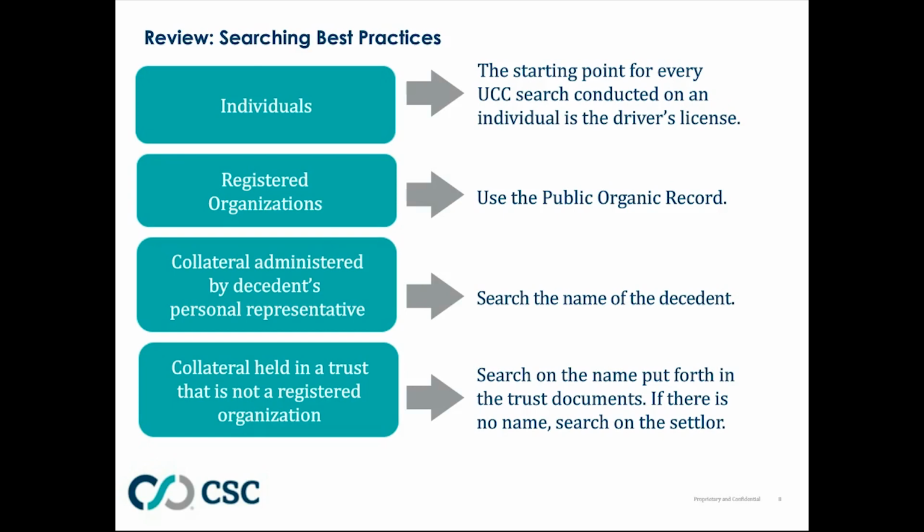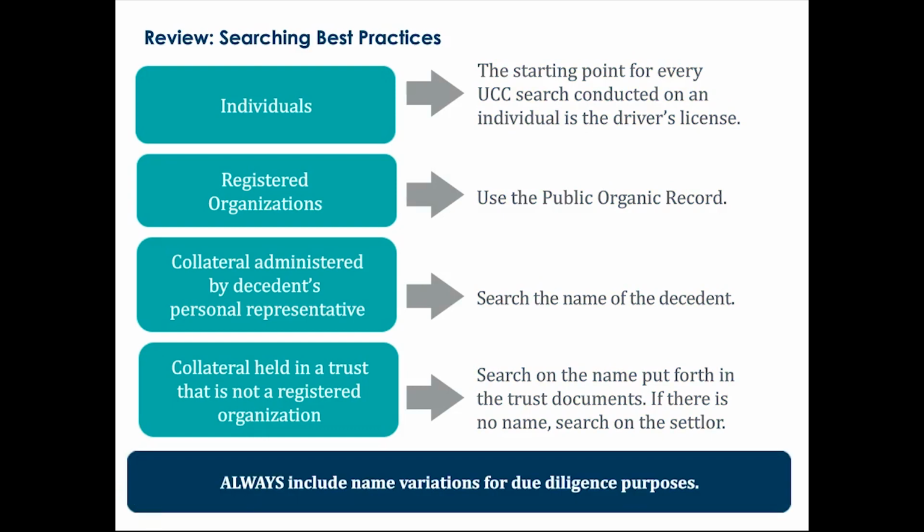For collateral administered by a decedent's personal representative, you'd want to search the name of the deceased individual. And the last one, you'd search on the name put forth in the trust documents. Now, if there's no name, you'd want to search on the settlor. And down here at the bottom in the blue, always include name variations for due diligence purposes. Very important. So we employ a special search logic in CSC Financial Online to capture name variations and also misspellings.